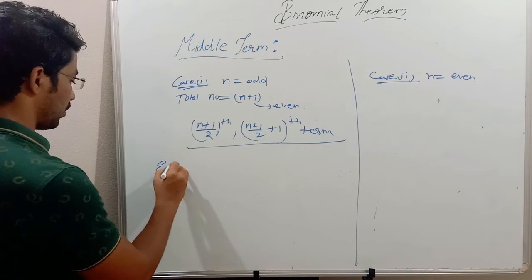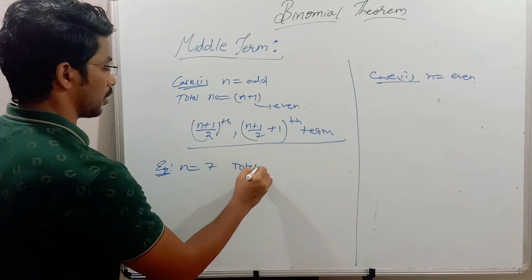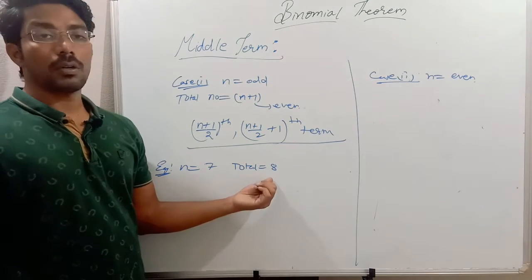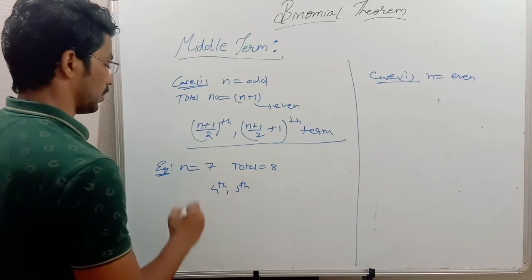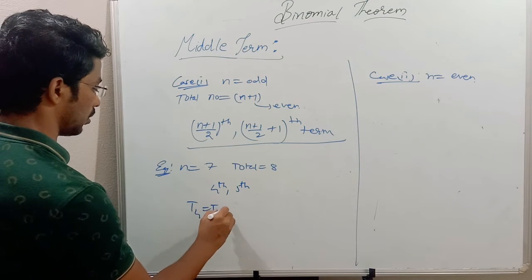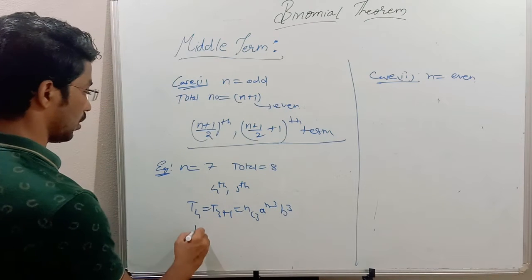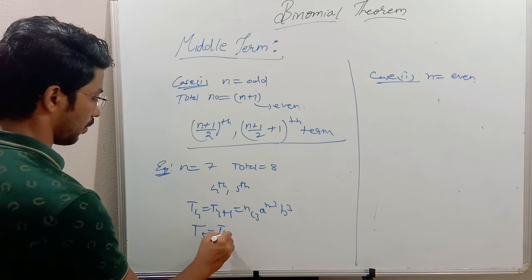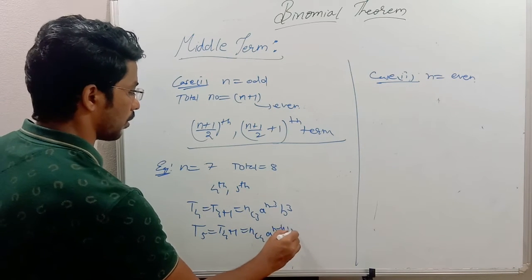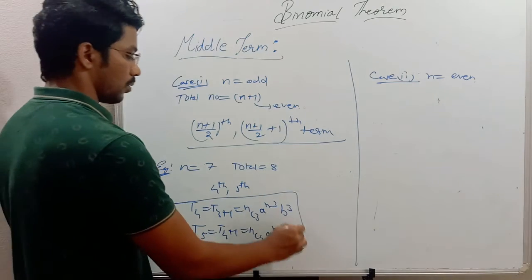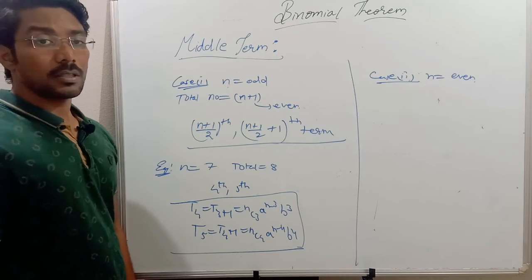For example, when n is 7, we get the total number of terms as 8. If the total number of terms is 8, the middle terms are the 4th and 5th terms. So T4 = T(3+1) = nC3 a^(n-3) b^3. Similarly, the 5th term T5 = T(4+1) = nC4 a^(n-4) b^4. So these are the two middle terms. We get two middle terms when the index of the given binomial expansion is odd.